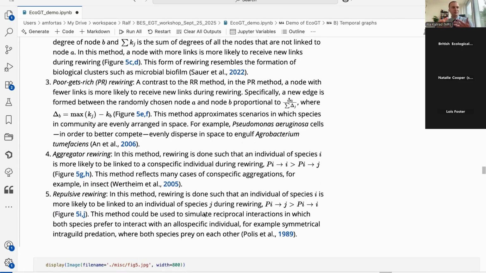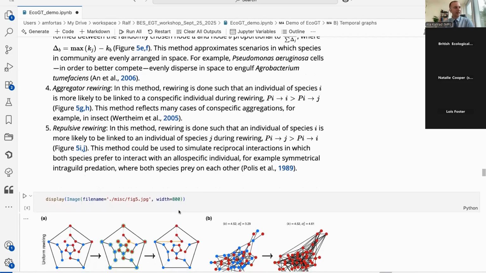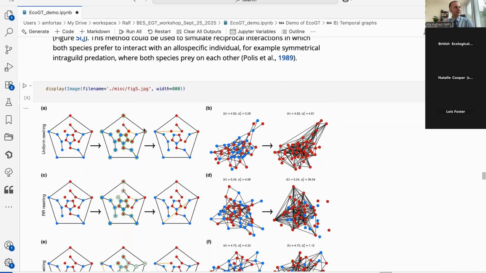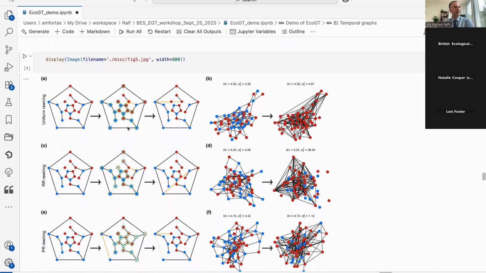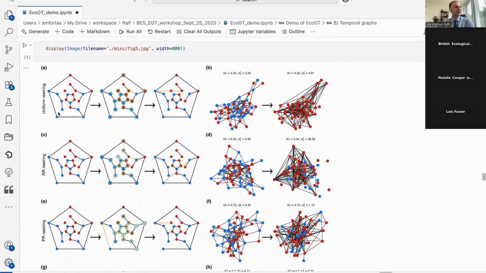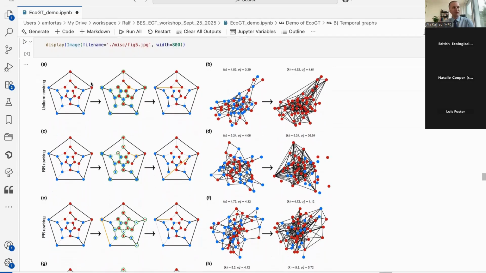This case is basically, you can think of it as inter-guild predation, predator-prey ideas in that sort of rewiring. So here actually is, from the paper, a schematic representation of how each rewiring works. On the left side, I'm using the dodecahedron, the 2D representation of a dodecahedron, just for simplicity, because it's just such a visually nice graph.